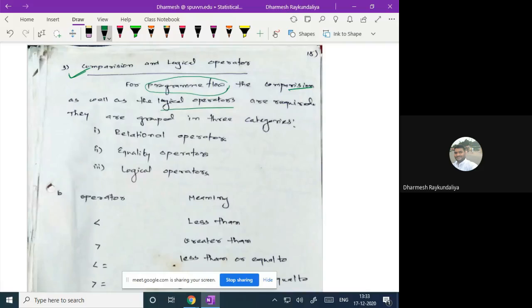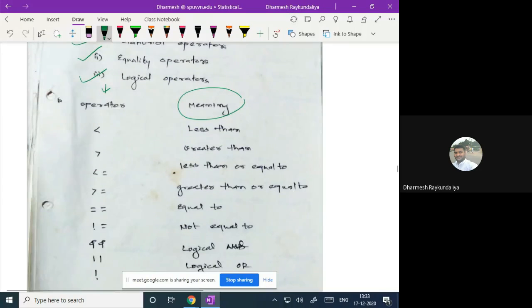Comparison and logical operators are mainly grouped into three categories. One is relational operators, second is equality operators, and third is logical operators. All of these have the following symbols, and their meanings are given. This is less than, this is greater than, less than or equal to, greater than or equal to. This is called equal to.